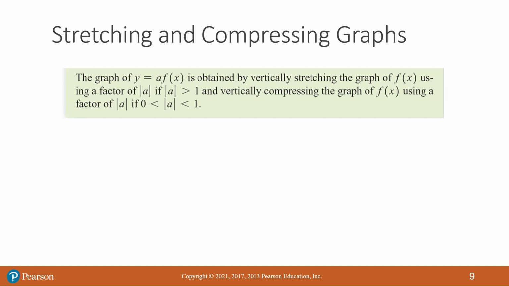Now, the definition of stretching and compressing graphs. The graph of y equals a times f of x is obtained by vertically stretching the graph of f of x using a factor of the absolute value of a if the absolute value of a is greater than 1, and vertically compressing the graph of f of x using a factor of a if 0 is less than the absolute value of a is less than 1. So basically, there's nothing done if I have it at 1 here, but if it's bigger than 1, whether positive or negative, I'm going to wind up stretching it. If it's smaller than 1 and a fraction or decimal that's between 0 and 1, I'm going to compress.